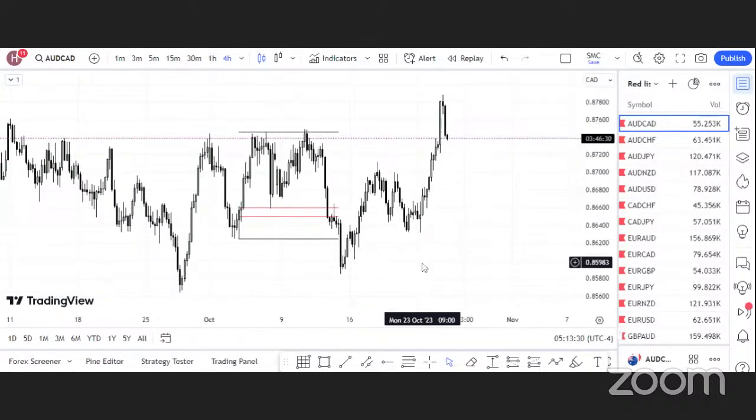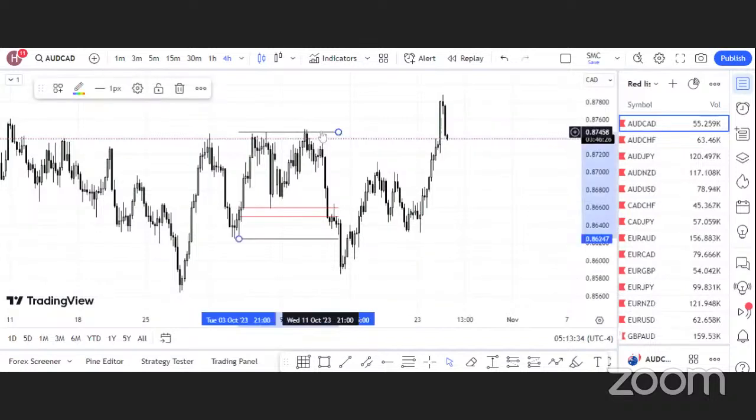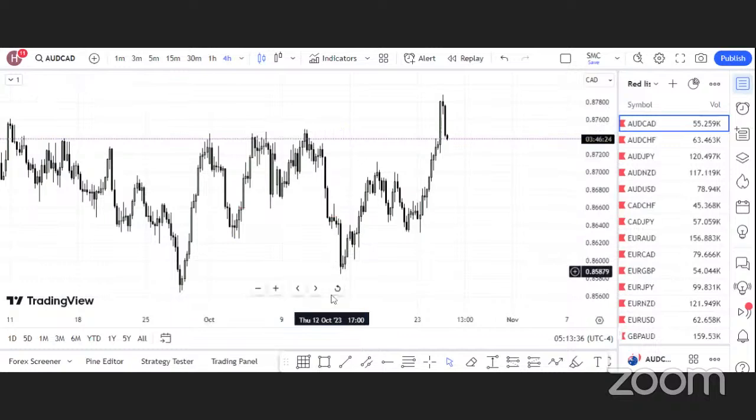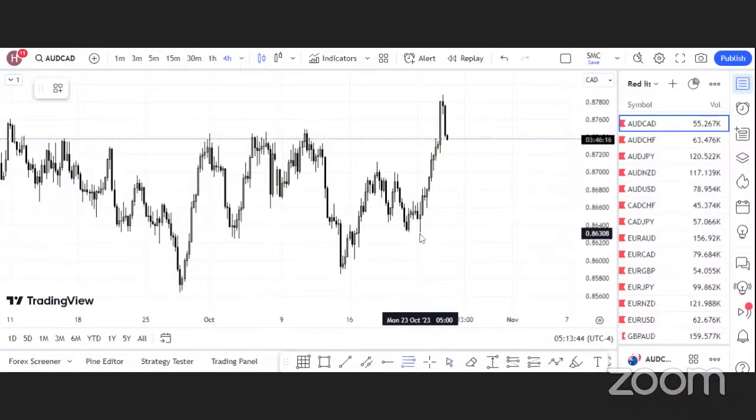Okay, let's look for entry. So right now we have this movement, we have this low. So let's see where the market might likely reverse from.